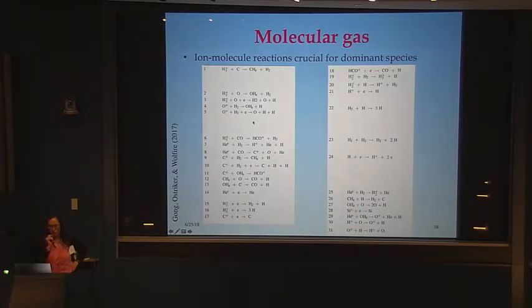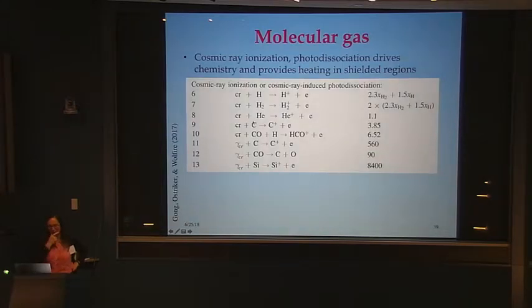Ion-molecule reactions are very important as opposed to neutral reactions. I won't go through these reaction networks, but there's a great expert right here. Wave to the crowd. Thanks. So for the shielded gas, cosmic ray ionization and photodissociation are important for the chemistry and also the heating in shielded regions, where UV is not driving the chemistry and the heating and cooling; the cosmic rays are.